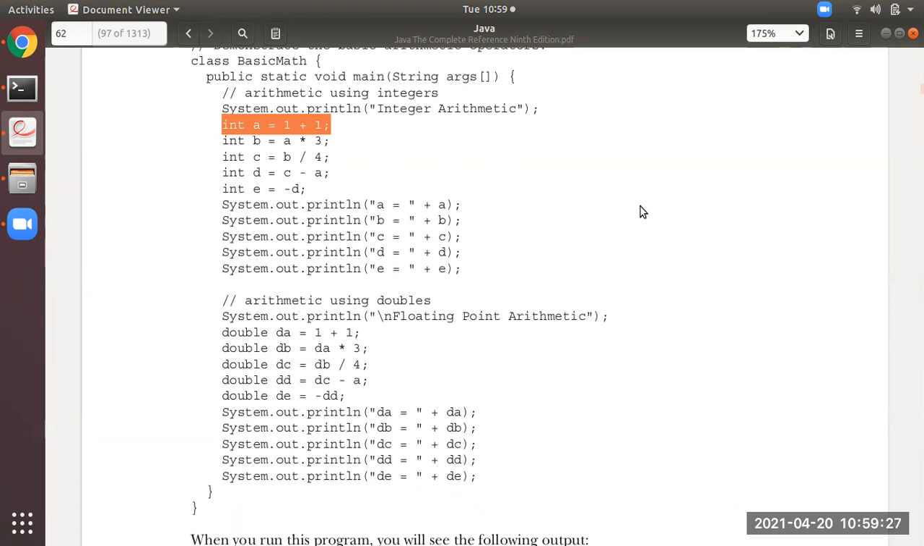Okay, students, just take pen and pencil. Roughly write down what a is equal to over here. What is a equal to over here? A is 2. Then what is b equal to over here? Remember, b is 6. What is c equal to over here? Remember, b divided by 4.